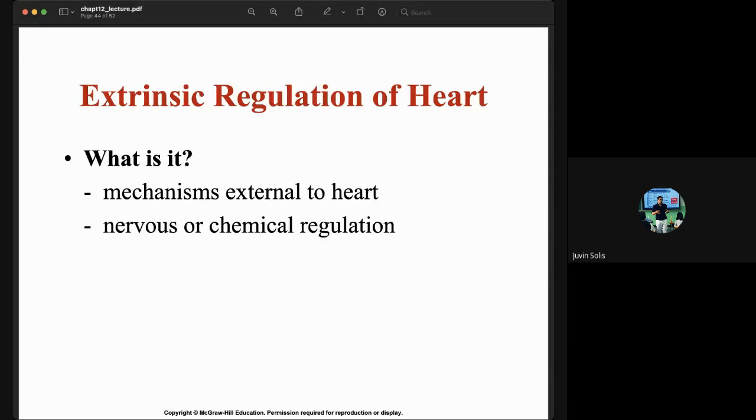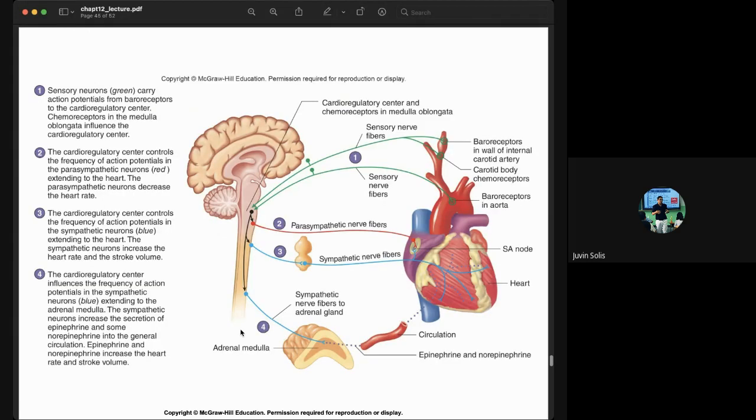And here, kung kanina may intrinsic, meron din tayong tinatawag na extrinsic regulation of the heart. So what is this one? Mechanism external to the heart, nervous or chemical regulation. Okay, so this one, here, you can check this one on your book. So this is more of the extrinsic that is happening in our body.